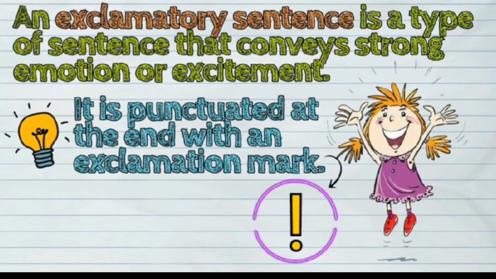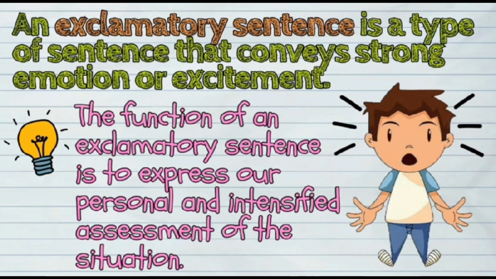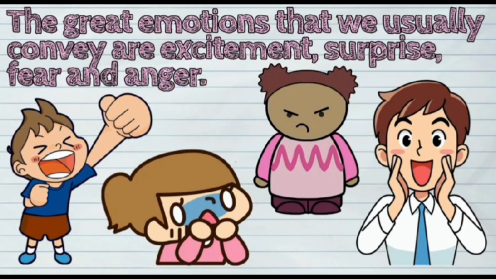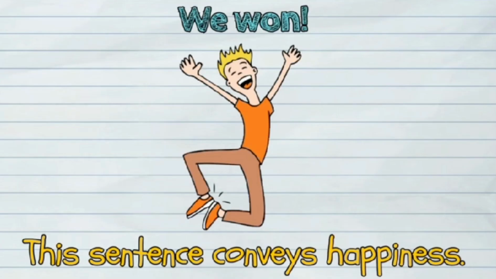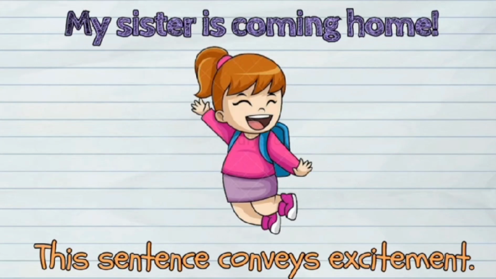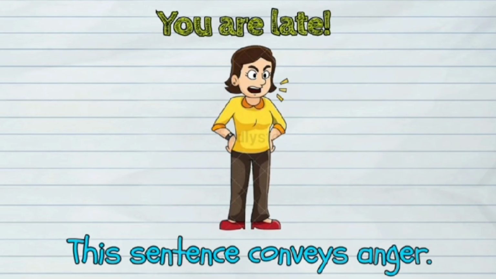Now, let's discuss the exclamatory sentences. An exclamatory sentence is a type of sentence that conveys strong emotion or excitement, so it is punctuated at the end with an exclamation mark. The function of this type of sentence is to express our personal and intensified assessment of the situation. So the great emotions that we usually convey are excitement, surprise, fear, and anger. For example, "We won!" This sentence conveys happiness. "My sister is coming home!" This sentence conveys excitement.